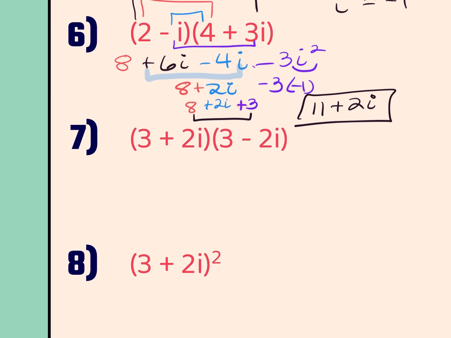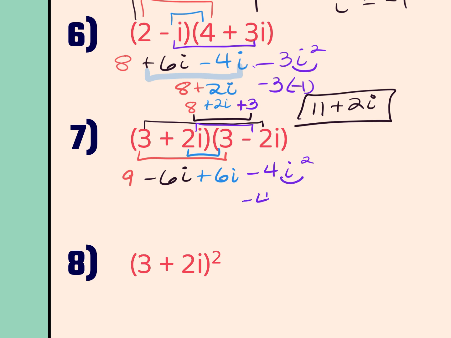So I'm going to do first, 3 times 3 is 9. I'm going to do the outside. 3 times negative 2i is negative 6i. I'm going to do the inside, positive 6i. And then finally last, positive 2i times negative 2i is negative 4i squared. I again ended up with an i squared in my problem. So again, I'm going to replace that with a negative 1. Notice this time my middle terms canceled out. I still have the 9.